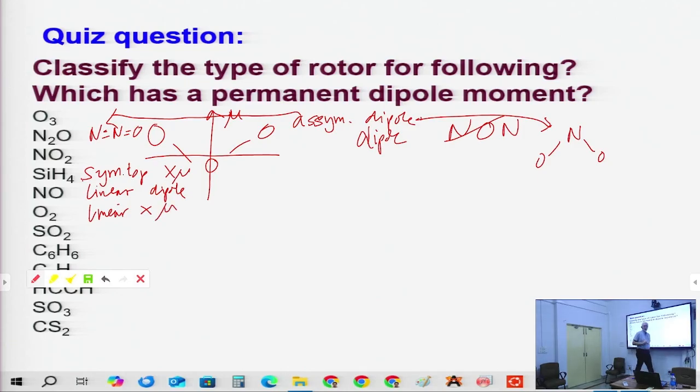SO2 has that structure. So what do you think it is? It's an asymmetric top, very good. Lady next to you, do you think it has a dipole or not? Has a dipole, yes.